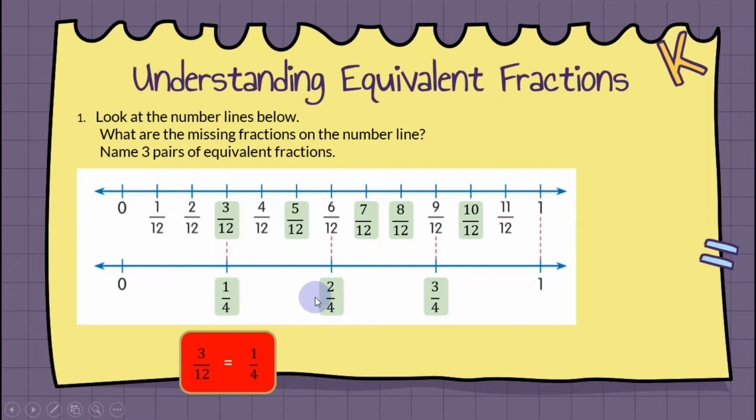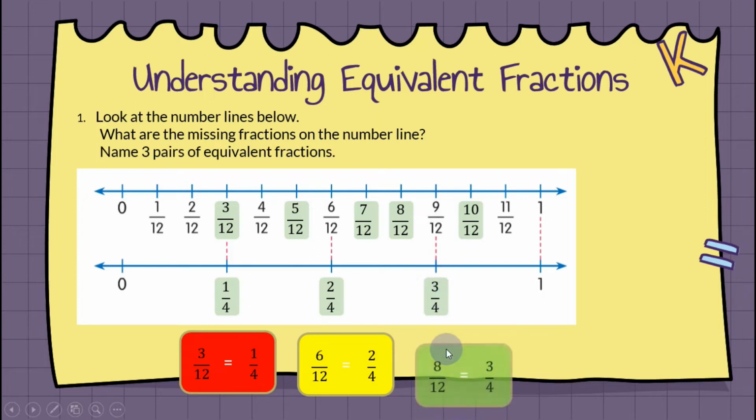So, we can find the equivalent fractions. 3/12 and 1/4 are equivalent. 6/12 and 2/4 are equivalent. 9/12 and 3/4 are equivalent. So there are 3 pairs of equivalent fractions.